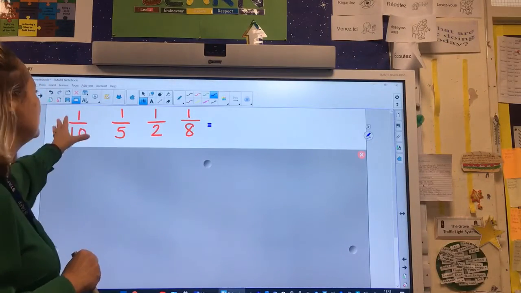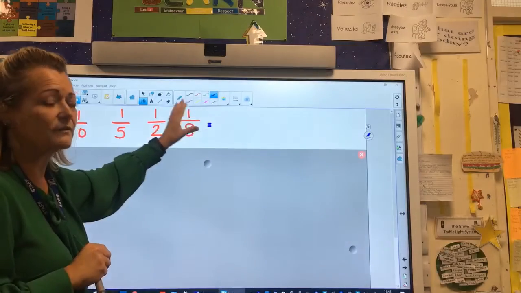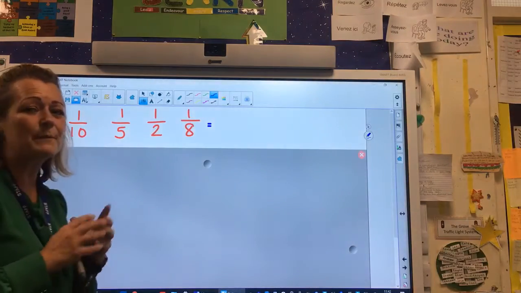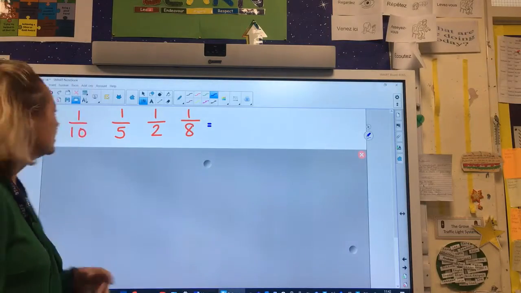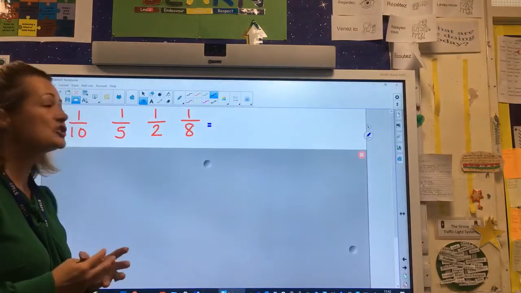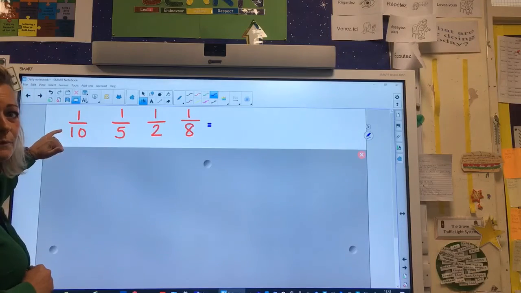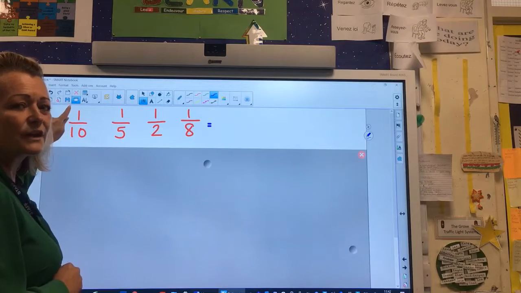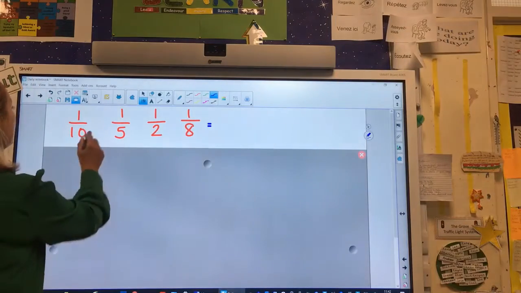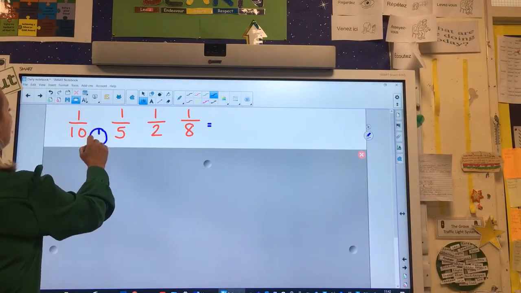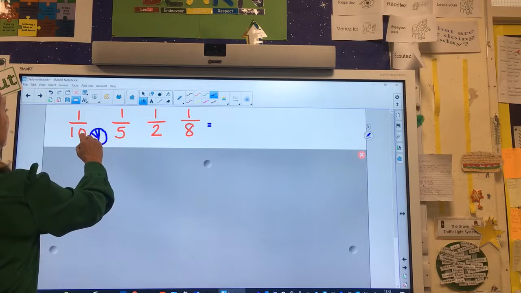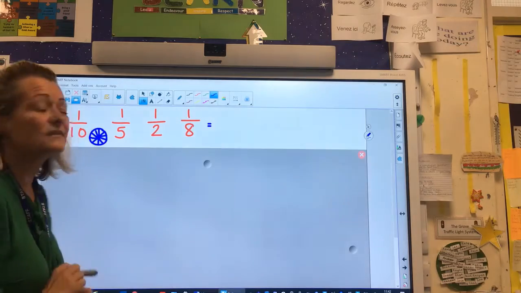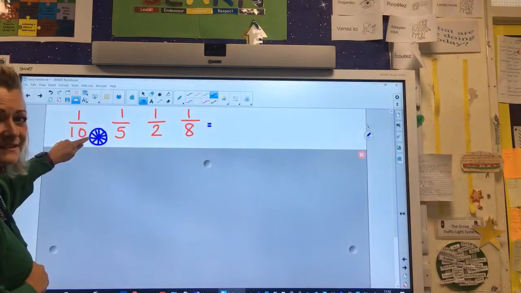So these mean very different amounts. And the reason they mean very different amounts is because for this one, I've had to share my pizza or my chocolate bar or whatever it is, amongst 10 equal parts, into 10 equal parts. And I've only got one. So if you think about a piece of cake or a drawing of a cake, this one has been shared into 10 equal parts. You can see that one of those slices is tiny.